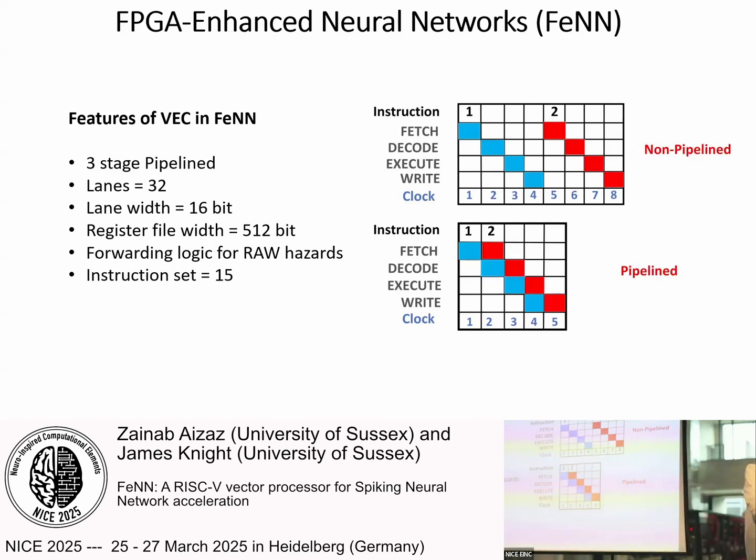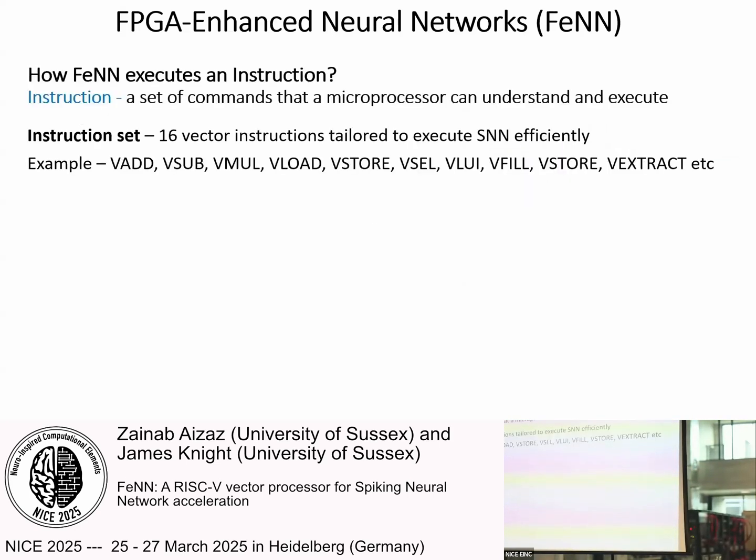Then we have an instruction set of 16 instructions. What is an instruction? Our computers don't understand our language. They understand assembly language. So to convert it, we need an instruction, which is a set of commands that tells a computer to perform some task, right? In our vector processor, we have 16 instructions tailored to SNN, so they perform SNN processes efficiently.